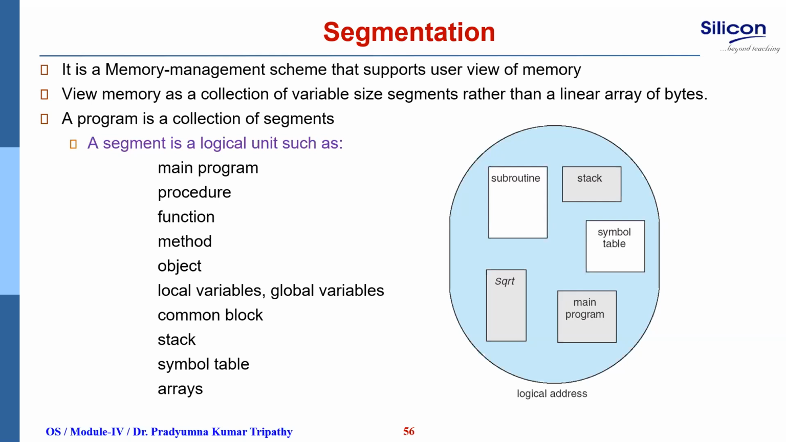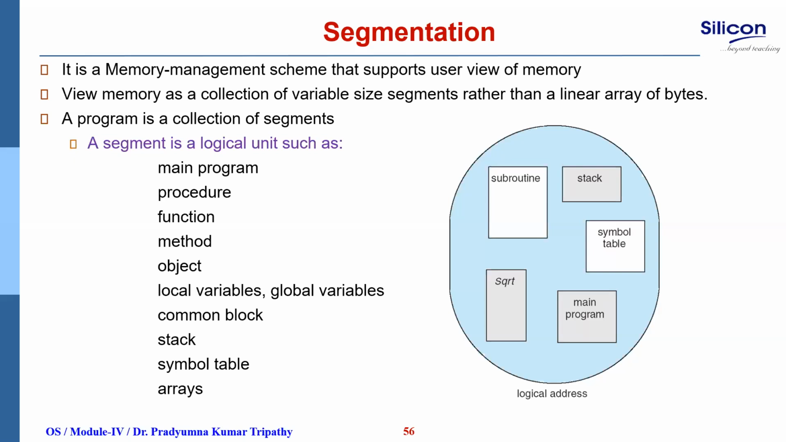In the paging technique, we divide the program into fixed size pages. Here we divide the program into segments. Segments may not be of equal size. Segments are not of equal size. Correct? What can be a segment? Any individual block. Maybe a function, program, procedure, method, object. This can be one segment.